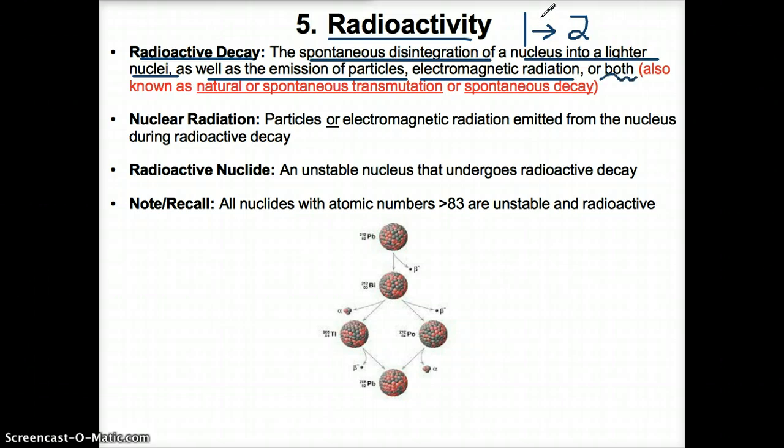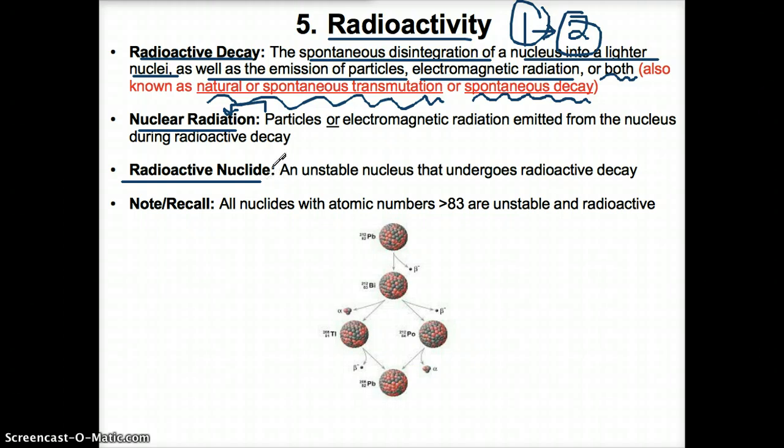Since you have one particle by itself, breaking down into 2 or more lighter nuclei, along with the emission of particles, EM radiation, or both. This is also known as natural or spontaneous transmutation because it transforms into another element on its own without any prompting from anything else. And it's also known as spontaneous decay because it decays on its own. All right, now these particles and electromagnetic radiation that can be emitted from a nucleus during radioactive decay is just known as nuclear radiation, so make sure you know that.